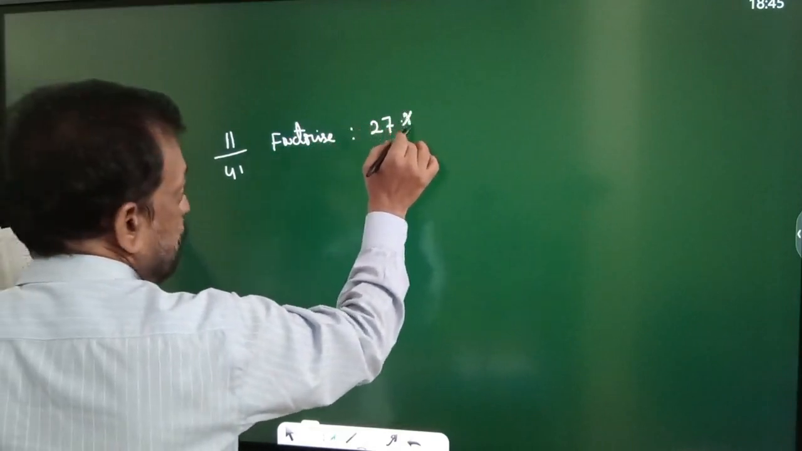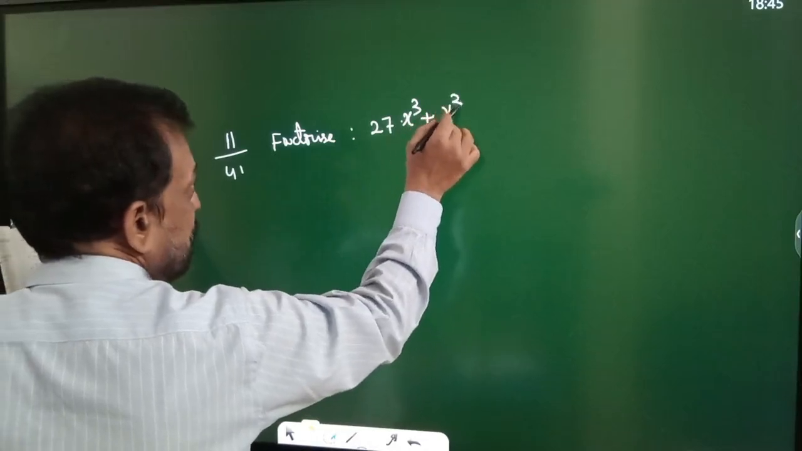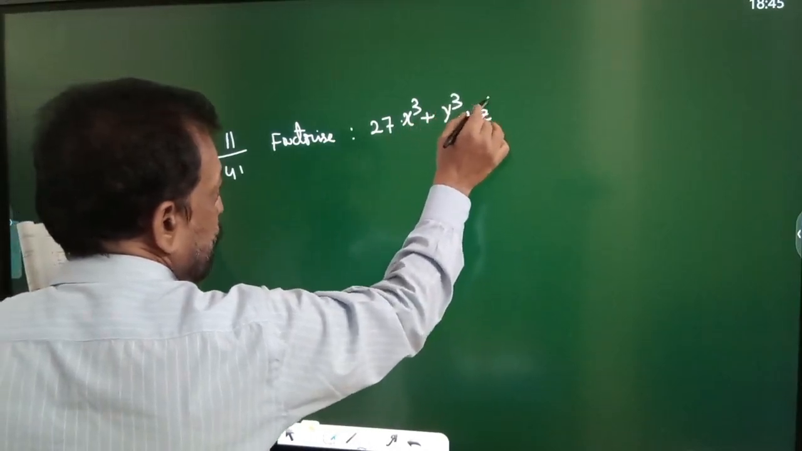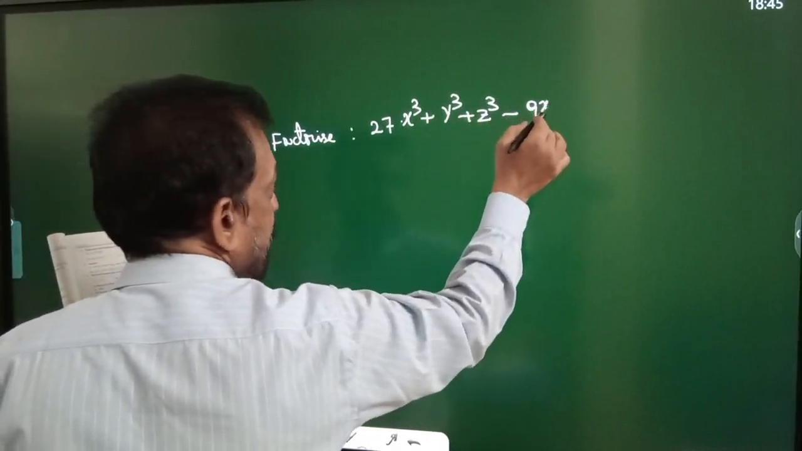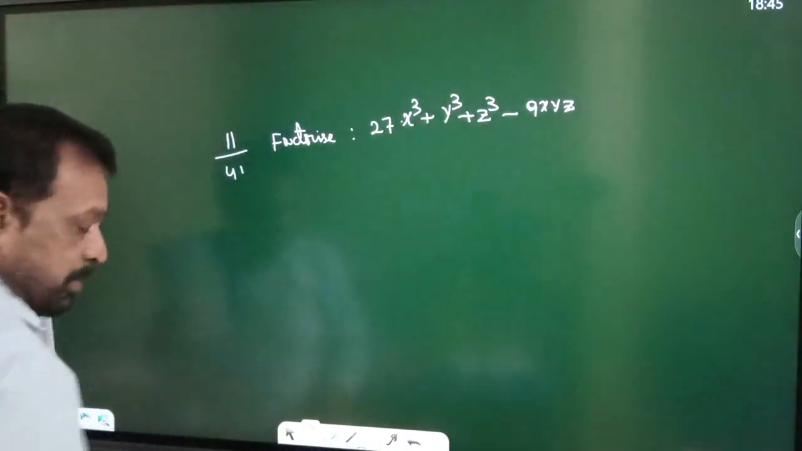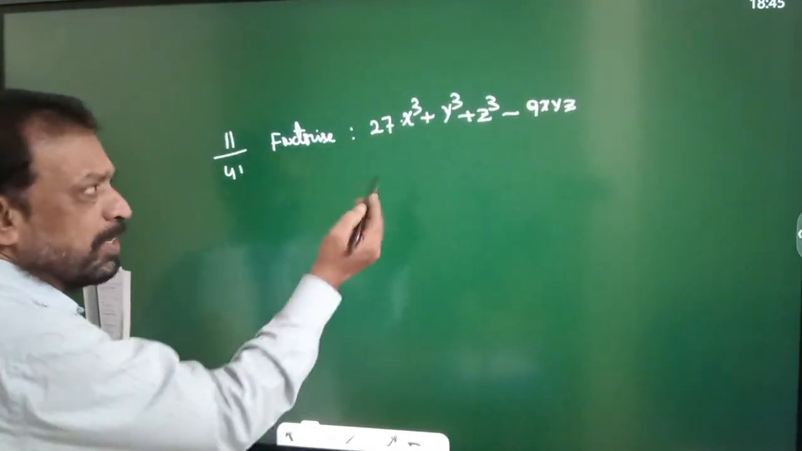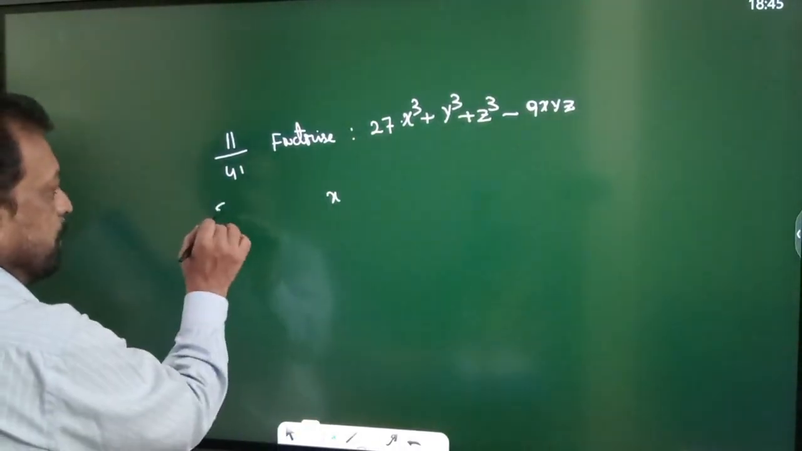27x cube plus y cube plus z cube minus 9xyz. Time to factorize. So already, yes. So you can say x cube factor, that is the identity solution, please.